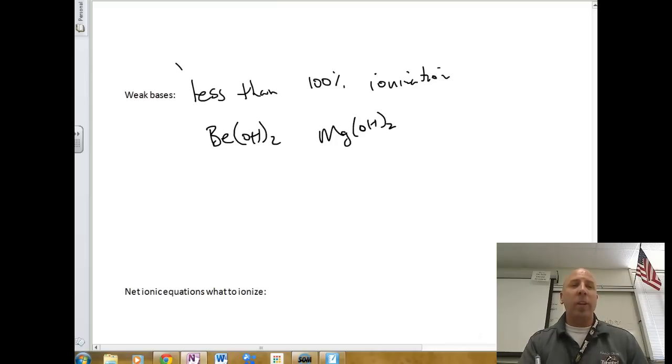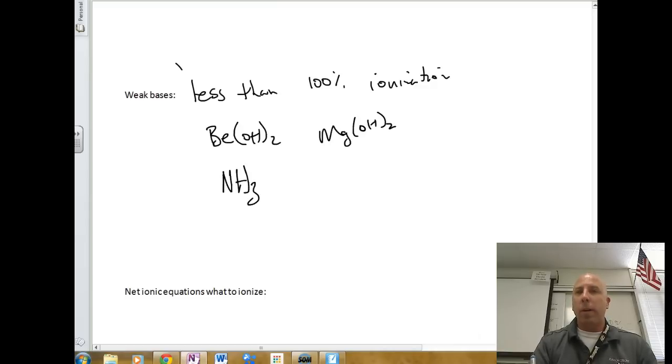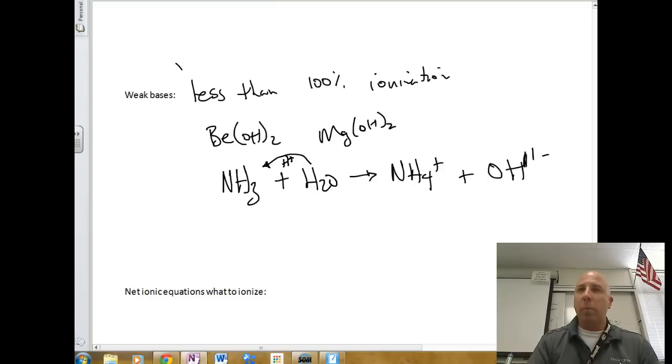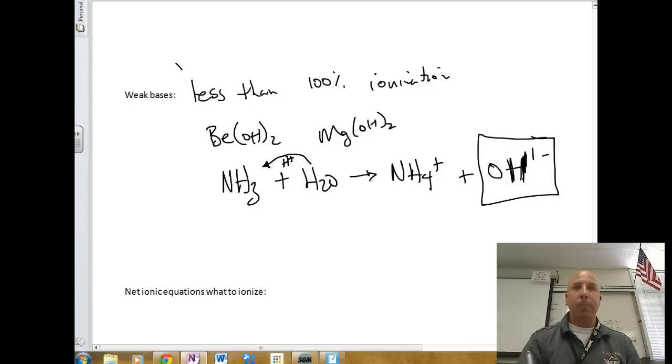But we also throw into this category things that aren't necessarily donators of the hydroxide ion, but they are acceptors of hydrogen ions. A good example of that is ammonia. Ammonia doesn't have a hydroxide, but it will definitely accept a hydrogen ion when placed in water. When it does that, it turns into the ammonium ion, and it leaves a hydroxide left over. So ammonia is basic because the product of its reaction is a hydroxide.